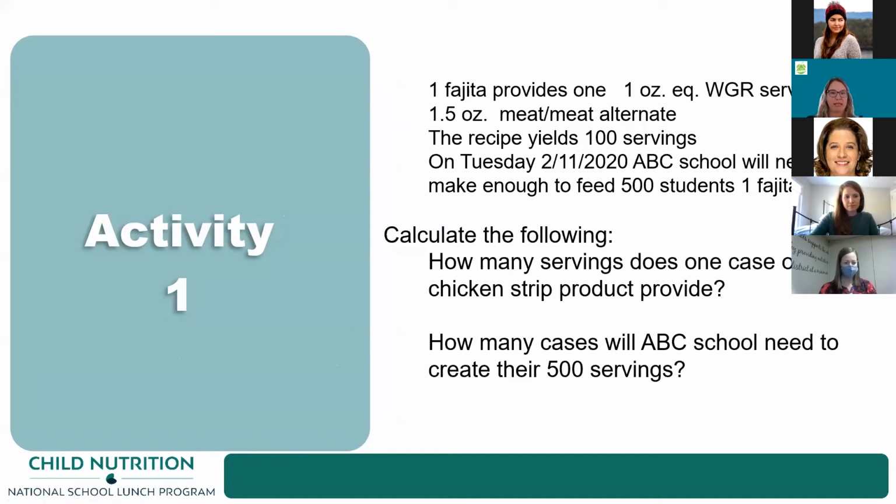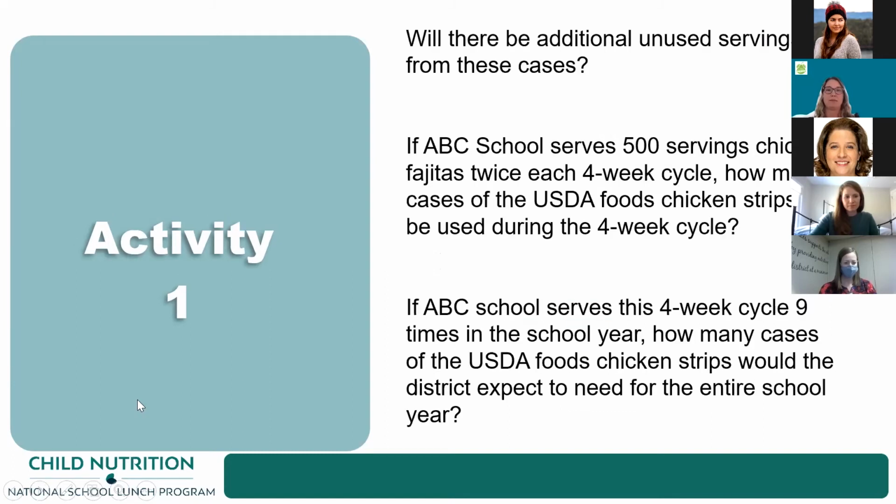students 1 fajita each. So we're calculating how many servings one case of the chicken strip provides. And we saw from the product information sheet that that was 320. And then how many cases will the school need to create 500 servings? So we're going to take that 500 divided by 320, and we get 1.6 cases. And of course, we know that we can't order part of a case, so we're going to order the full 2 cases, obviously.